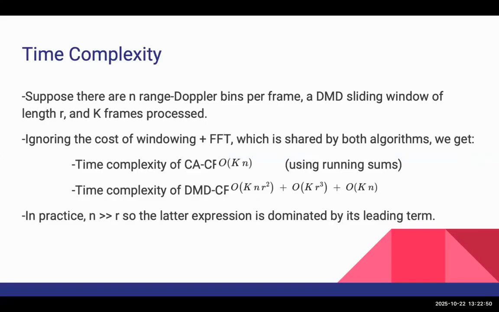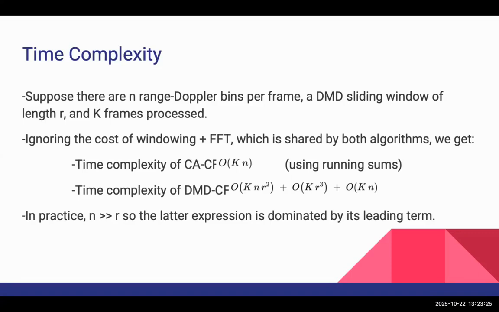I was asked by one of the reviewers about the time complexity, so I looked into this. Suppose that there are n range Doppler bins per frame, you have a sliding window of length r, and you've processed k frames total. If you ignore the cost of the fast Fourier transform step that's used to generate the range Doppler in the first place, which is shared by both algorithms, the time complexity of CA-CFAR is going to be big O of k times n, the number of frames processed times the number of range Doppler bins per frame. That's if you really optimize the algorithm.